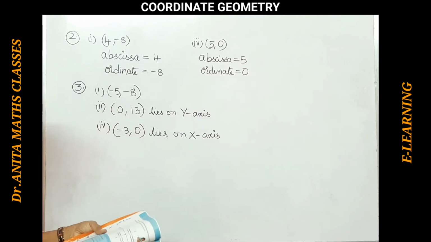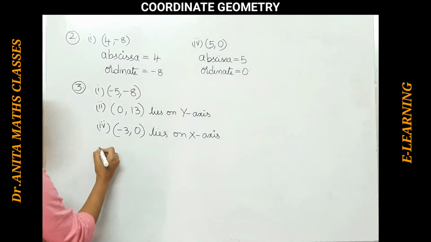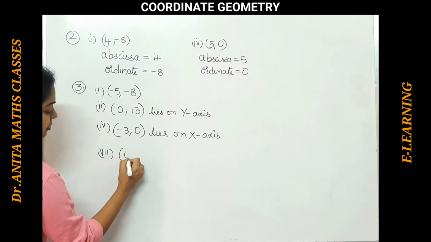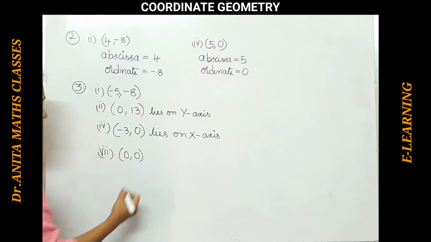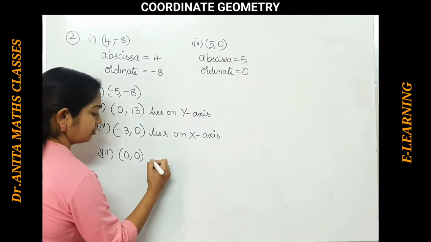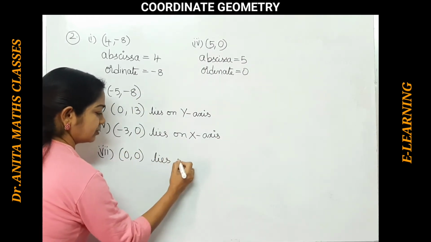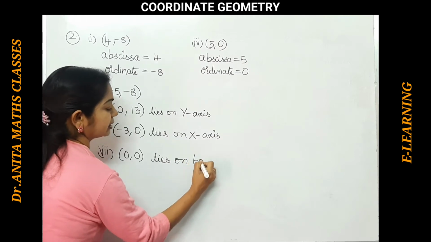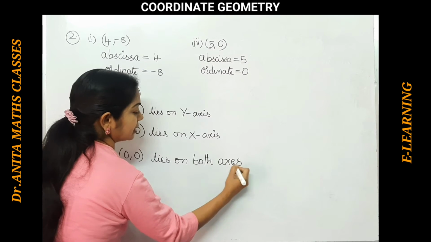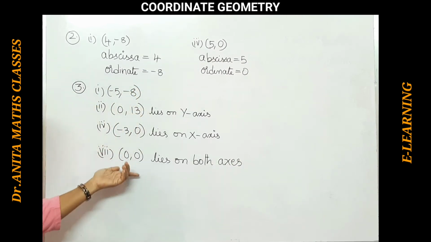Right. Likewise, there is another point here, the seventh one, 0, 0. Here 0, 0 is the point of intersection of the coordinate axes. So this lies on both axes. We have to write: lies on both axes. The plural of axis is axes. This is the origin, the point of intersection of the coordinate axes.